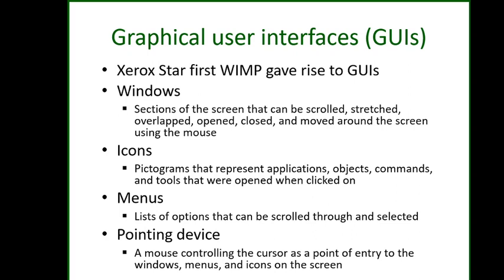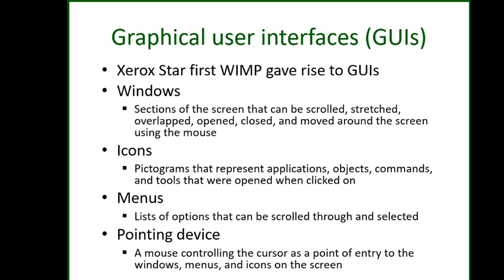Next, we have the menus. So you already know what a menu is. Menu is not the list that you use to order in a restaurant. Menus in our computer are a line of commands usually attached at the upper part of your software or application. Halimbawa, examples of that would be file, edit, view, about us. So those are examples of menus. These are the list of options that can be scrolled through and selected.